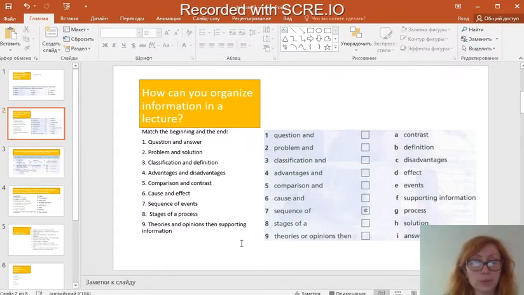Which one is the most preferable for you? That would be interesting for me to know. That would be nice if you also put the most preferable, like your most favorite way of organization. Probably you also deal with information, so let me know which one is the favorite for you.